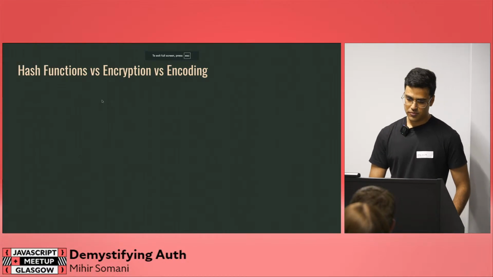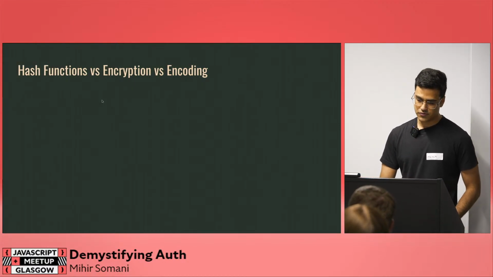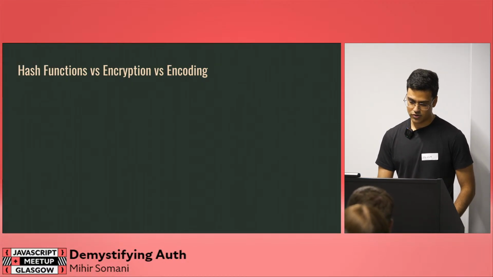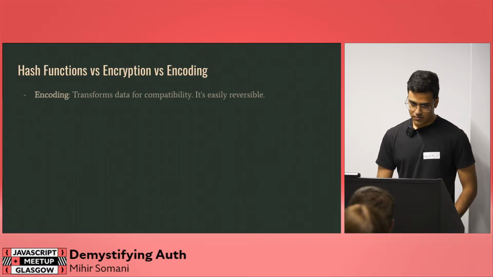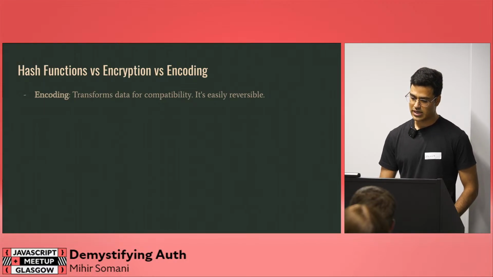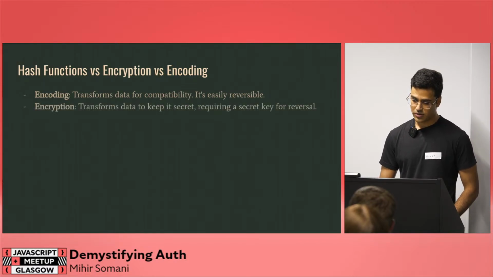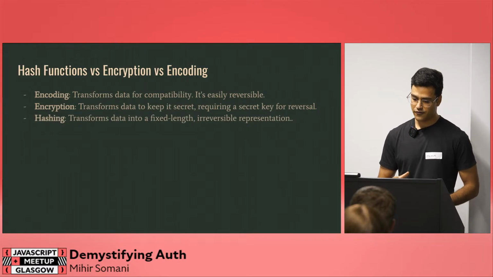So I just want to summarize the three different things we talked about because they tend to be confusing. Encoding transforms data for compatibility. It's easily reversible. Encryption transforms data to keep it secret, requiring a secret key for reversal. Hashing, on the other hand, transforms data into a fixed length, irreversible representation.